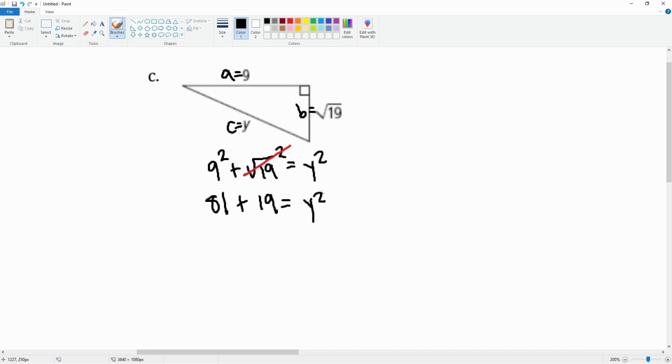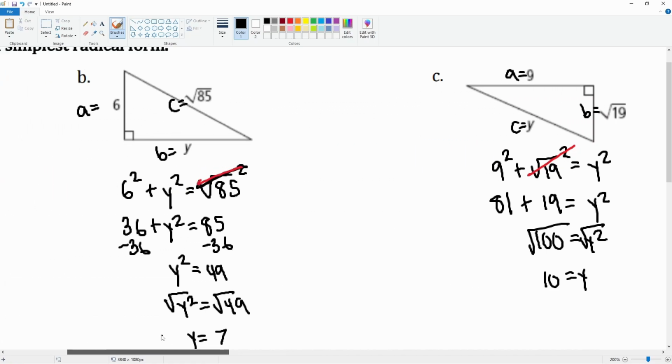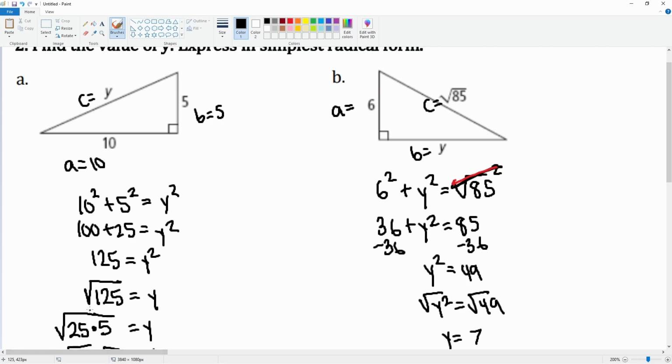81 plus 19 is 100. That equals y squared. If we square root both sides, we get the square root of 100, which is just 10, is equal to y. So there you go. That is how you solve for the side using Pythagorean theorem, as well as simplifying the radical.